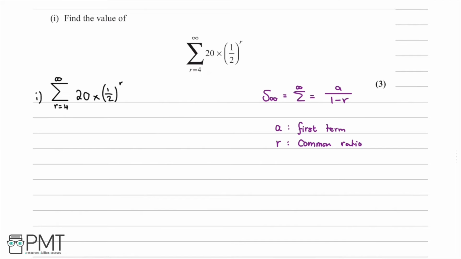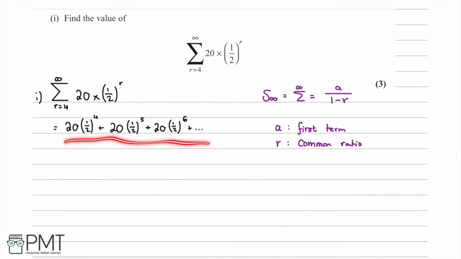So to work out what a and r are, we're going to write out the first few terms of our sequence. So we'll say that our sequence is equal to 20 multiplied by a half to the power of 4 plus 20 multiplied by a half to the power of 5 plus 20 multiplied by a half to the power of 6, and then this goes on and on infinitely. And what we're asked to do is to find what the sum of all of these terms, all the way to infinity, added up is.